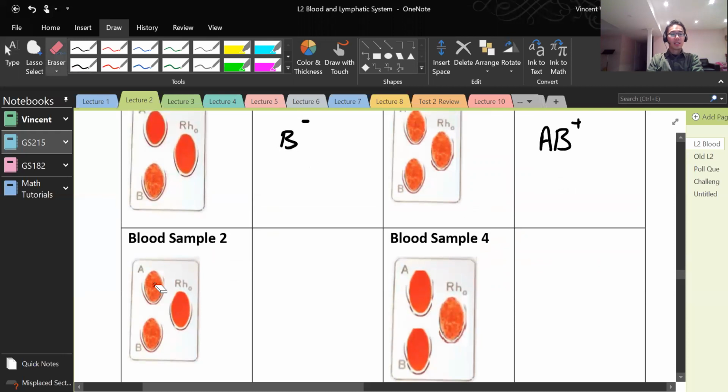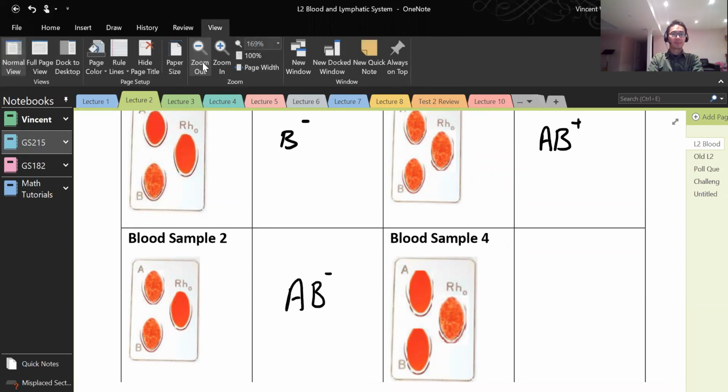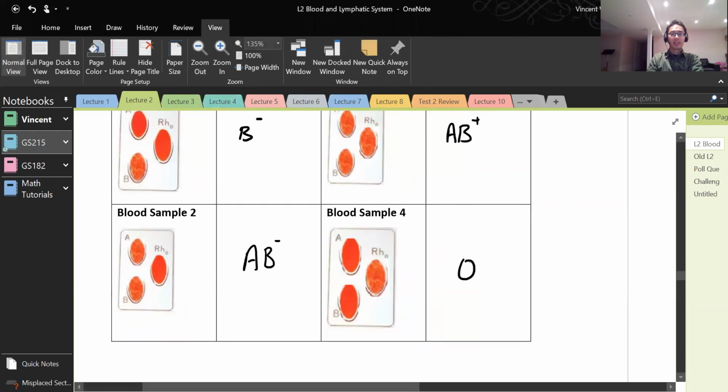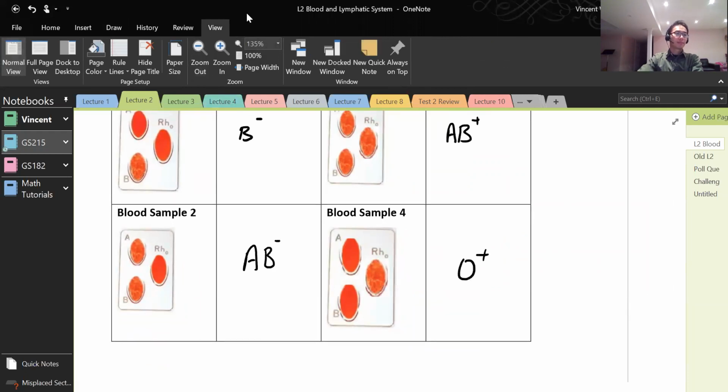Okay, so here, reaction with A, yes, so we put down A. Reaction with B, we put down B. No reaction with RH, we put down negative. And then finally, O positive. Okay.